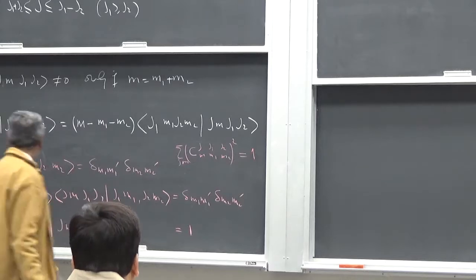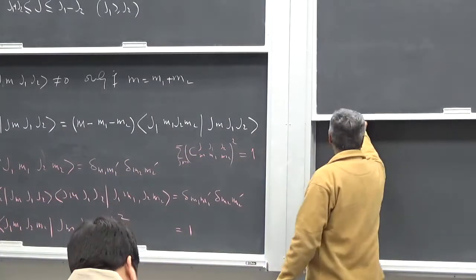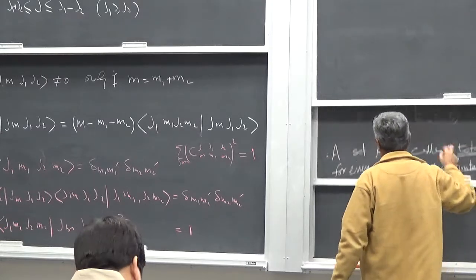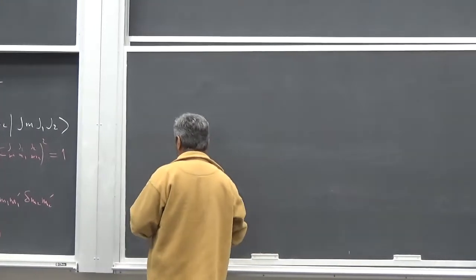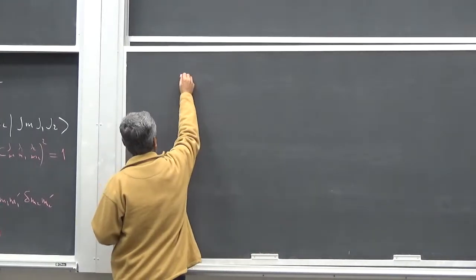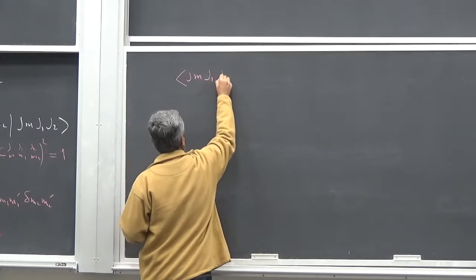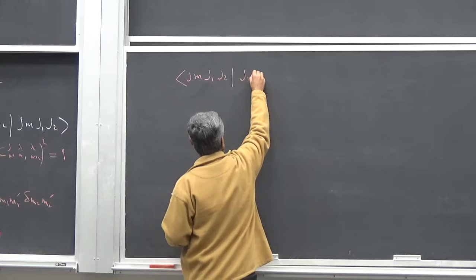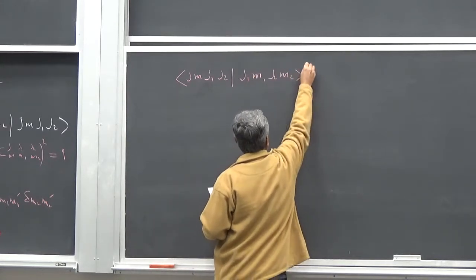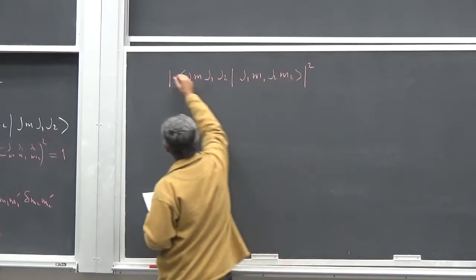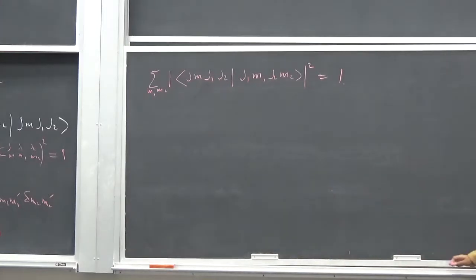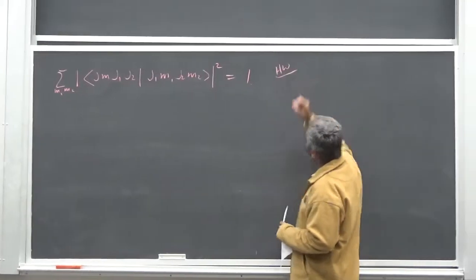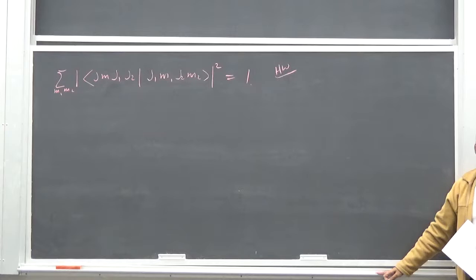Similarly, you can show that अगर आप दूसरा रिलेशनशिप देखें जो इसका कॉन्वर्स है, तो JM J1 J2 और J1 M1 J2 M2, इसके ऊपर अगर आप सम करें M1 M2, ये भी 1 के इक्वल आएगा. Right? If you're still in doubt, homework, show this. ठीक है?